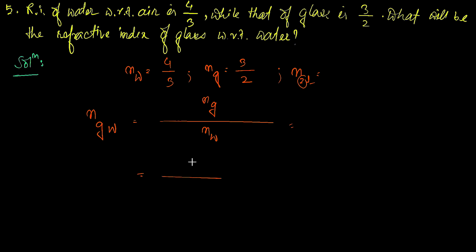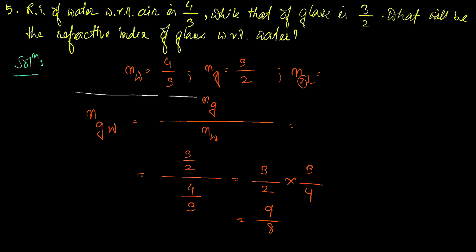N_g is 3 by 2, and N_w is given as 4 by 3. Now solve it. What is going to be there? 3 by 2 into 3 by 4. If you solve it, you are going to get 9 by 8. So here we have to be very attentive about this formula. This is the main formula, and we have to be very careful about it, because it is quite new to you.